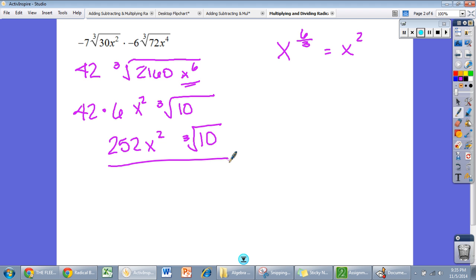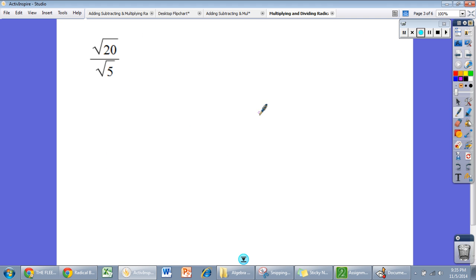And there you go. Let's take a look at the next problem. Alright, this is where we begin our dividing radicals. Now, one of the main rules in math is to never leave a radical in the denominator. Doesn't matter if it's a square root or a cube root, we got to get rid of it.